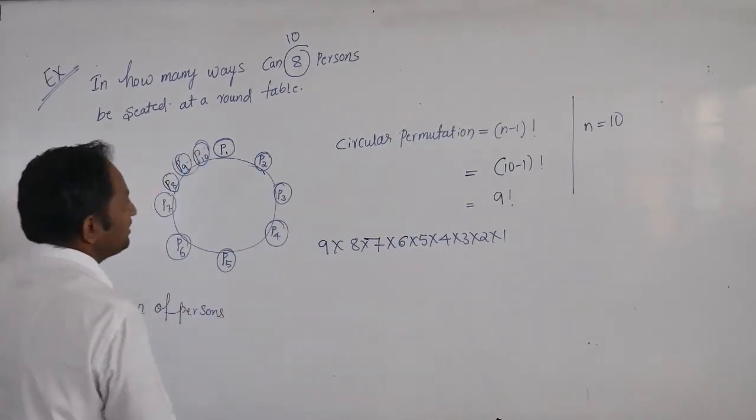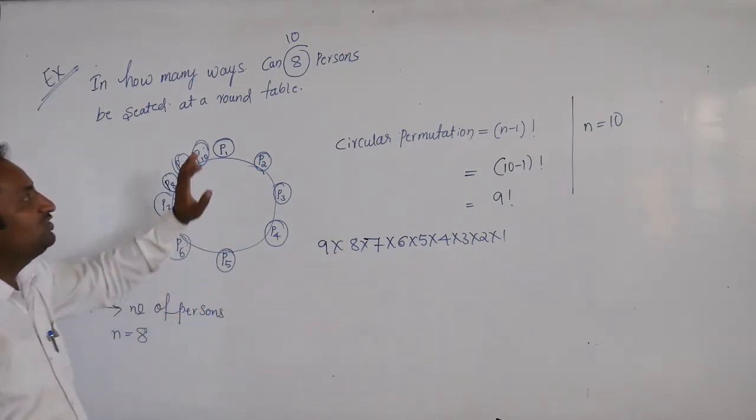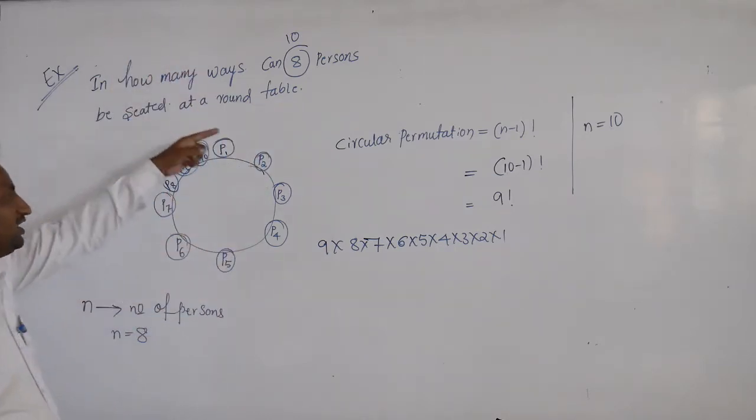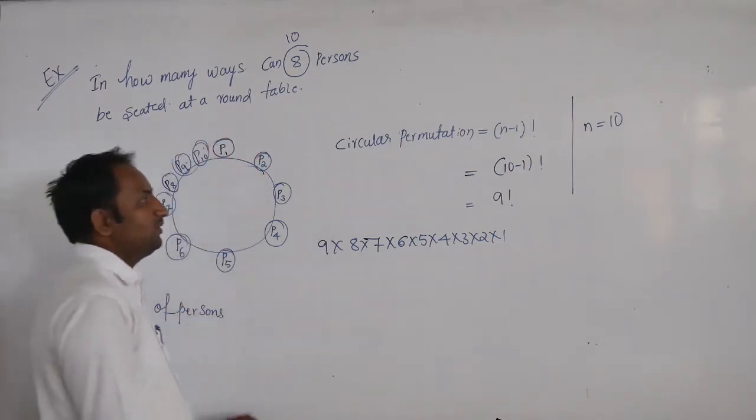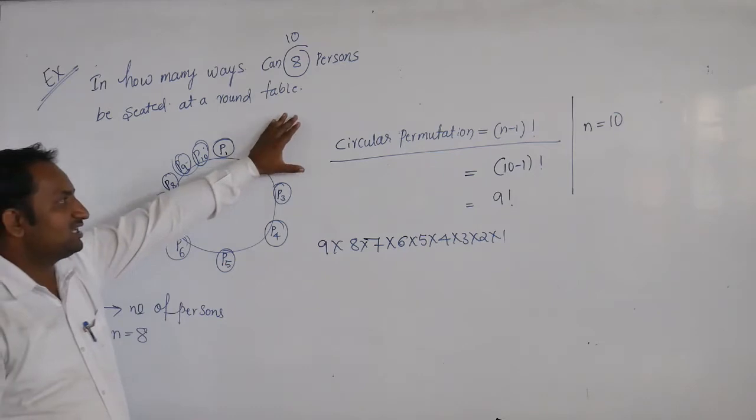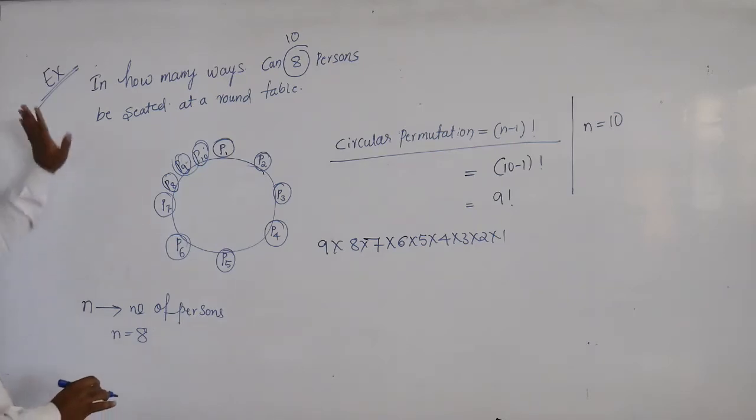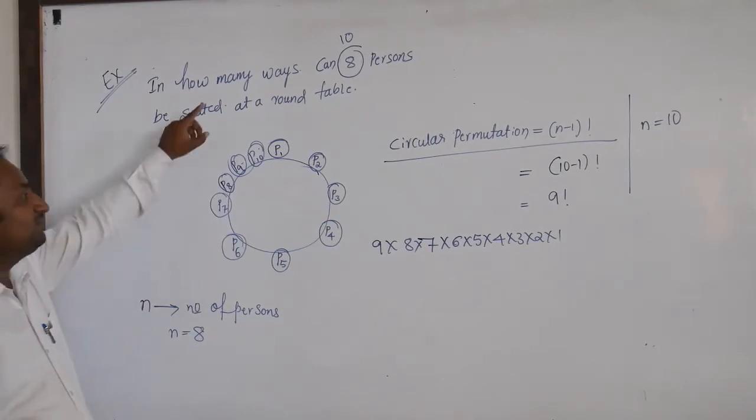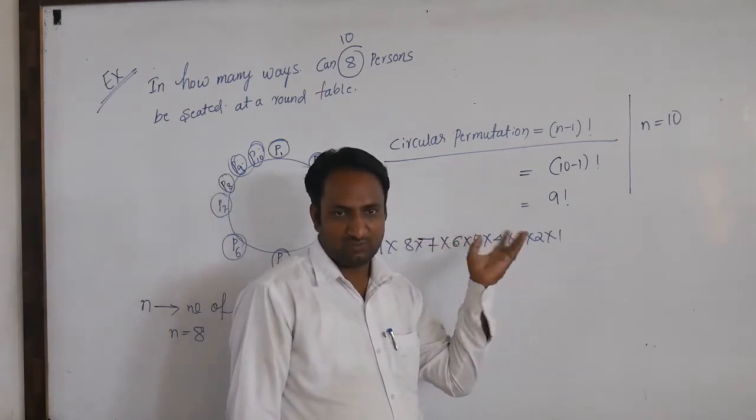Circular permutation means it's a closed path. We can arrange numbers or persons, anything given, in a closed circular path, which means it's a circular permutation. Here in circular permutation we get circular permutation equal to n minus 1 factorial. Here n means, in this problem, the number of persons. Correspondingly we get 9 factorial and 7 factorial values.